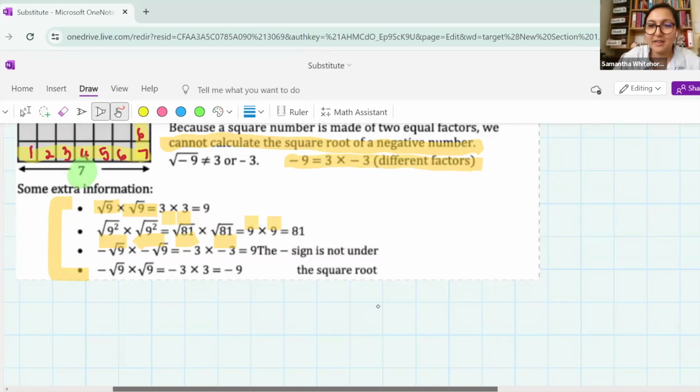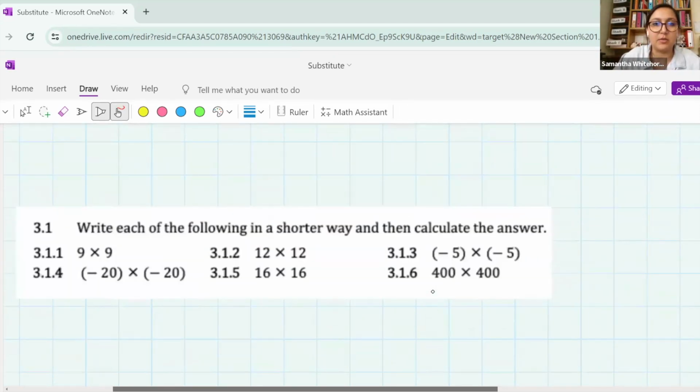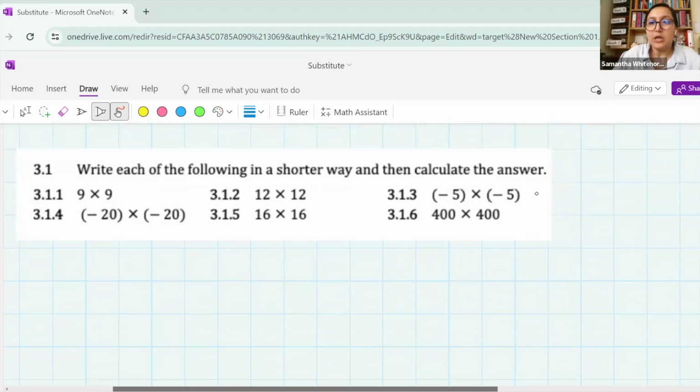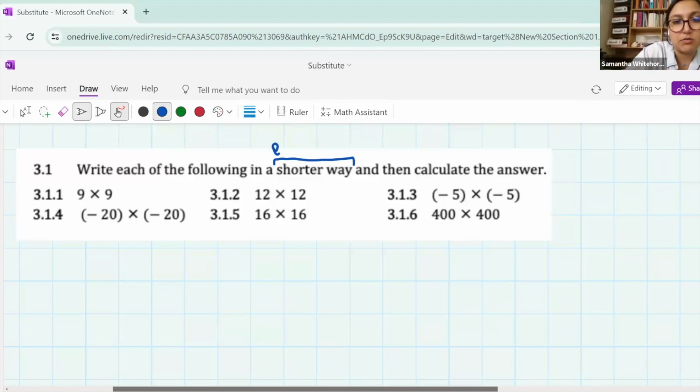Alrighty. Okay, guys, so let's have a look at some examples here. The first example is asking us to write each of the following in a shorter way and then calculate the answer. So let's just take a second and actually figure out what that means. When we say in a shorter way, another way we can ask this is to write the expression in what we call exponential form. Basically, if you are multiplying the same number twice or 3 times or whatever the case is, you can actually write it as an exponent.